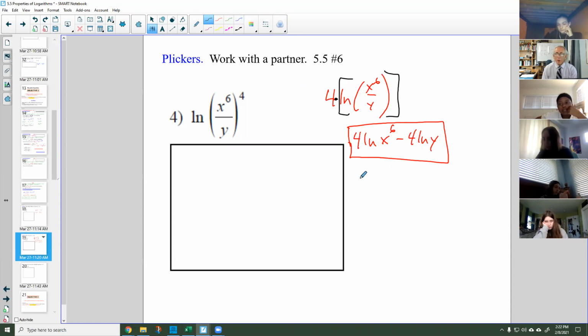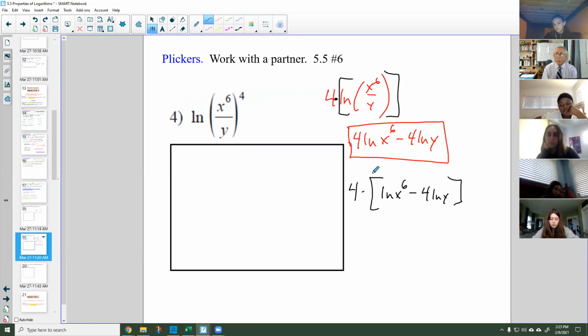Yes? So this is 4 times, and then I'm going to go ln x to the 6th minus 4 ln y. Everybody see that? Right? And so, Maria, what you did is you distributed the 4. So it becomes 4 ln x to the 6th minus 4 ln y. Everybody see that? Yes, but there's still one more thing you can do, Maria.